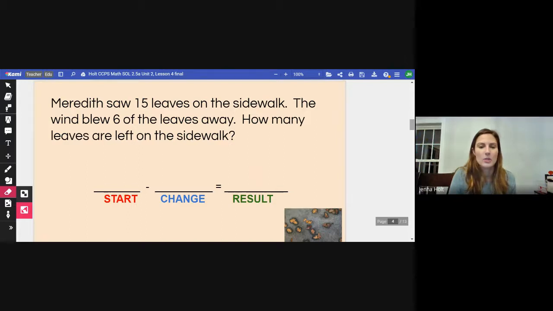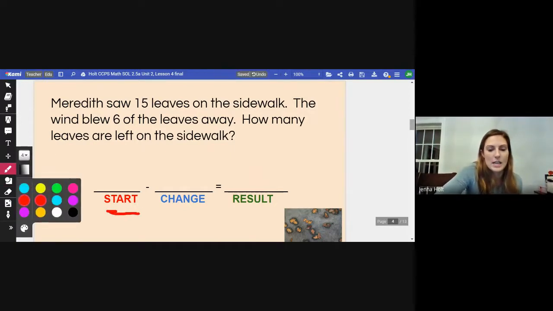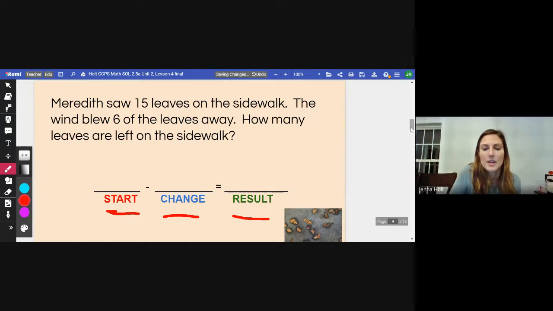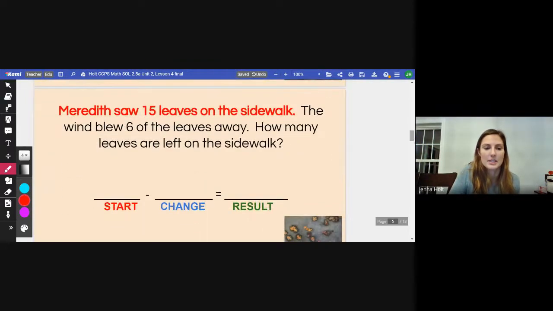So, what we're going to do is really break down this word problem. And I'm going to use colors in our sentences to help us figure out what the start, change, and result is. So, down here at the bottom, you'll notice that start is in red. Our change is in blue. And then the result is what we're going to be solving for. That's going to be in green. So let's go ahead and take a look.